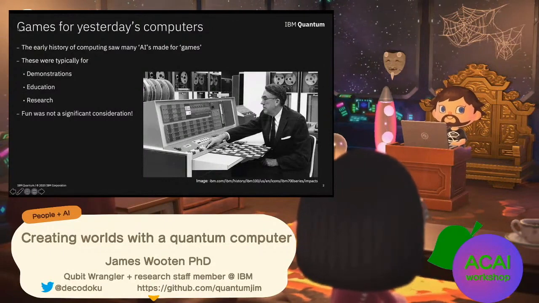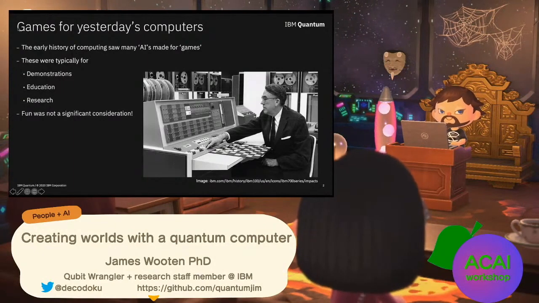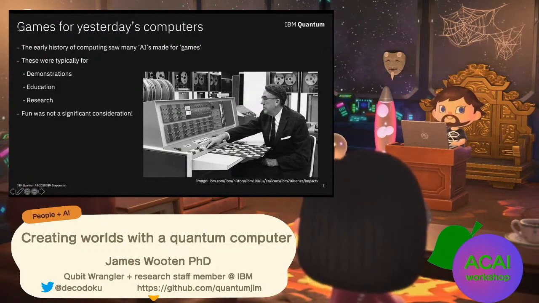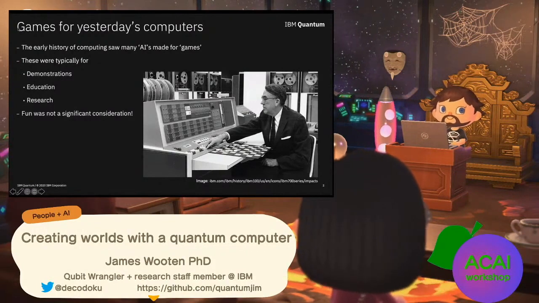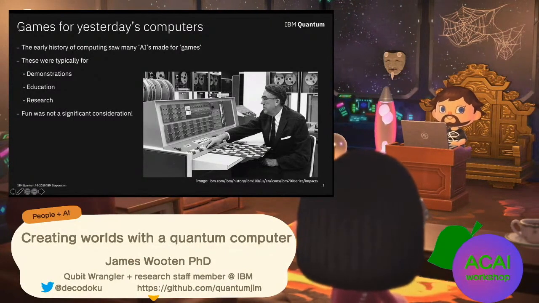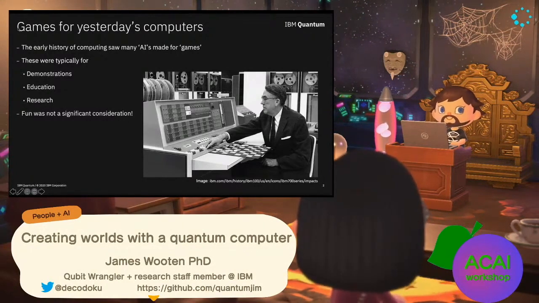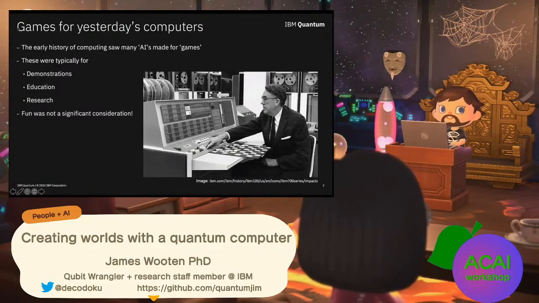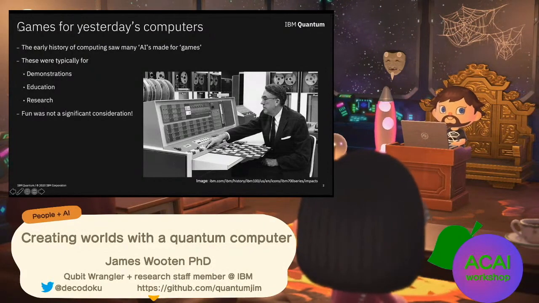computing is. So if you look at when computing and games first came together in the early history of computing, it was mostly people wondering what games could do for computers rather than what computers could do for games. So they were typically demonstrations of new technology or ways to educate people about the new technology or ways in which people were researching the new technology. So it wasn't about what computers could bring to the game experience. Fun was not a significant consideration, and that's why there's this black and white image of a person in a suit to represent this era on this slide.